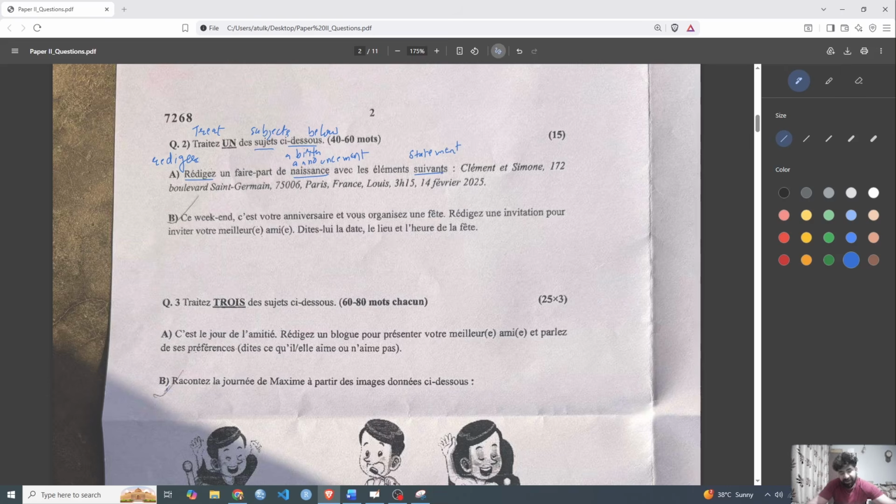Then you have to use them, and we have to write a birth announcement. So let's see what elements are given. It says Clement and Simon. So basically this is the name.